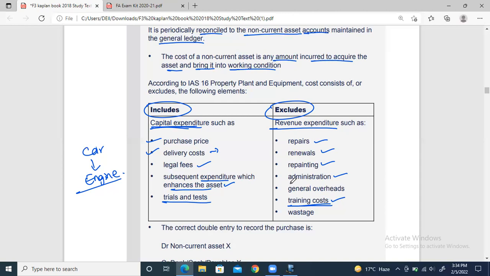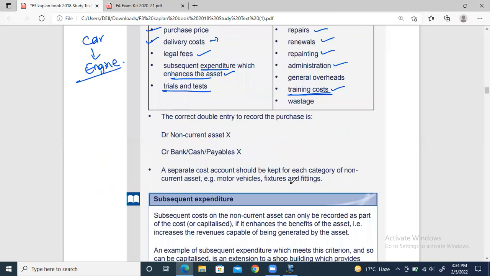Okay. Now the double entry for purchasing the asset is very simple. We have discussed it before as well. It's debit non-current asset, because again, an asset increases on the debit side. And credit, we do bank or cash. Just ignore this payable. Payable can also be credited, but it's a very rare situation, because whenever we purchase a non-current asset on credit, like we pay afterwards, after 1 month, 2 months, then it is a payable. But normally it will be paid by either bank or cash.